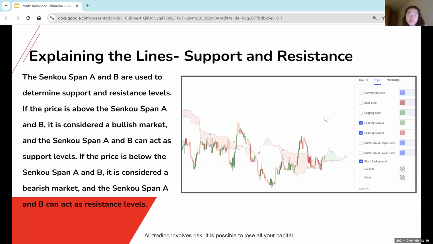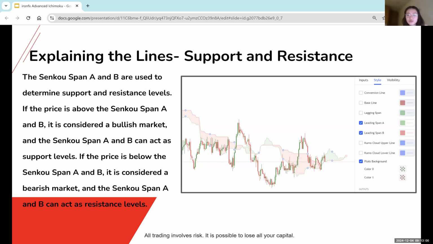Okay, next, identifying support and resistance levels. One way that the Ichimoku indicator helps us to find support and resistance levels is using the Senkou span A and B levels, or the leading span A and B. So if price is above the Senkou span A and B, it's considered a bullish market, and the Senkou span A and B can act as support levels. If the price is below the Senkou span A and B, it's considered a bearish market, and the Senkou span A and B can act as resistance levels.